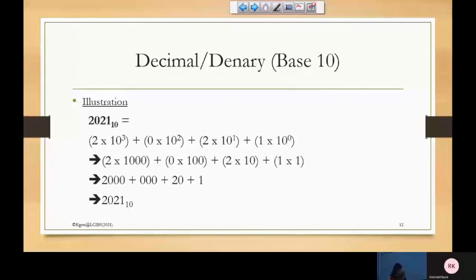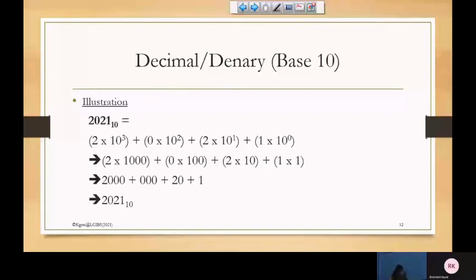Sometimes it's written as a 10, or you can just write it as a D to show that it's denary or decimal, D or 10. That's the base, written as a subscript. So how does this work? In order to say what number is actually 2021, you take that number and subdivide it into its place values.